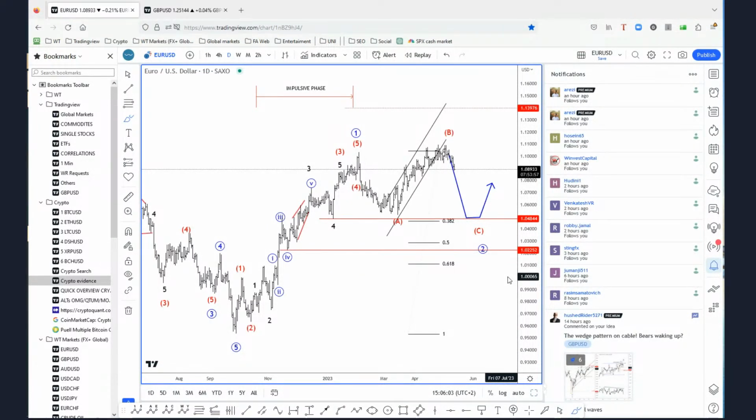So maybe that's what's behind the recent sell-off on cable, despite this hawkish Bank of England, or maybe speculators are just losing optimism that the Bank of England will finally win against inflation. Keep in mind that inflation there is still above 10%, most compared to other countries.